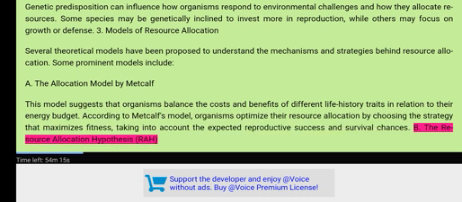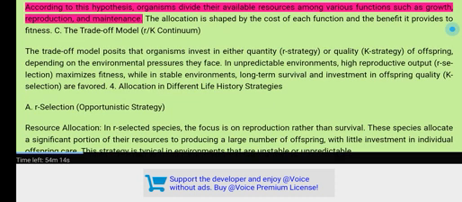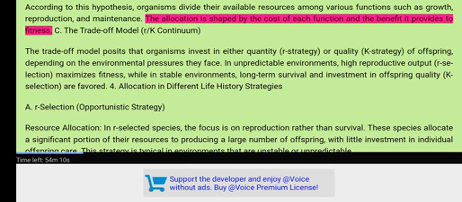B. The resource allocation hypothesis, RAH. According to this hypothesis, organisms divide their available resources among various functions such as growth, reproduction, and maintenance. The allocation is shaped by the cost of each function and the benefit it provides to fitness.